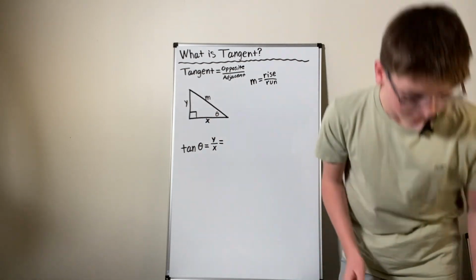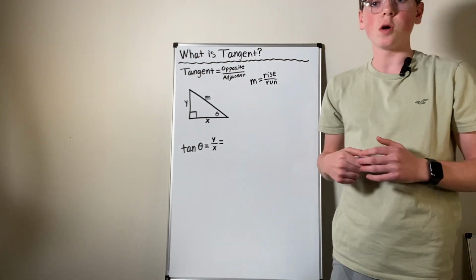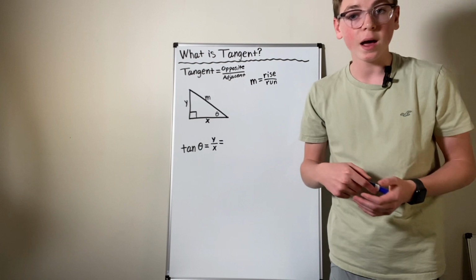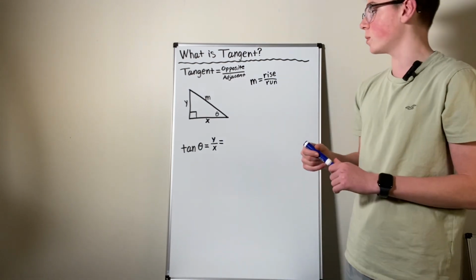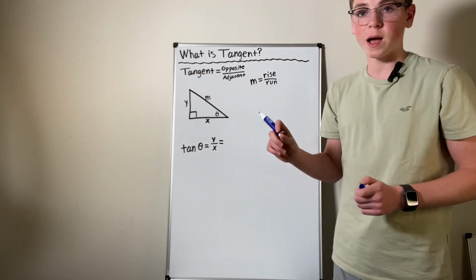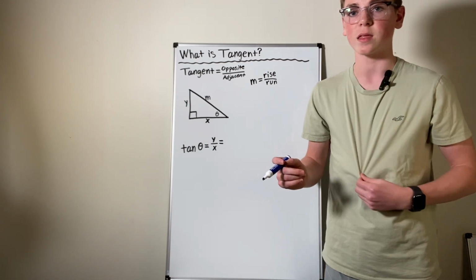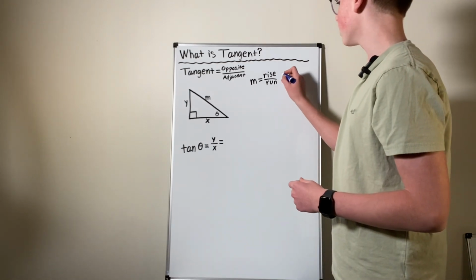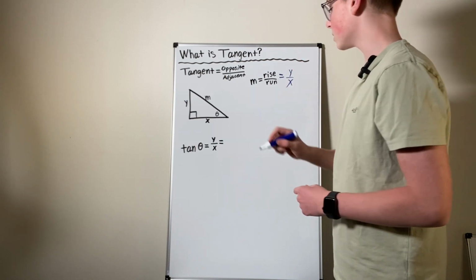Then we think, what would the slope of this hypotenuse be? Well, it's rise over run. What's the rise? Well, it's y, the height. What's the run? Well, it's x, the length. So rise over run equals y over x.